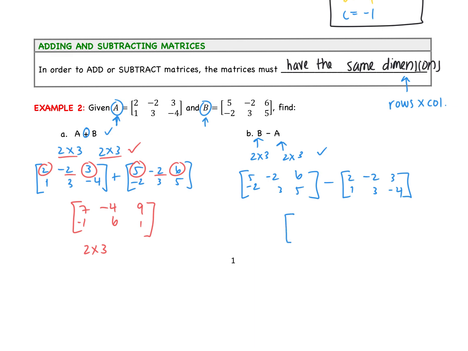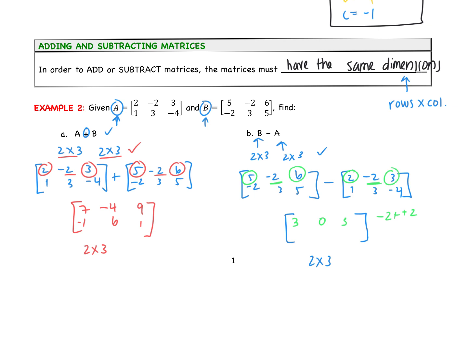Okay, our answer is still going to be 2 by 3 since that's what we started with. I would caution you to be very careful here since we are subtracting. So we're going to have 5 subtract 2, which gives us 3. We have -2 subtract -2, which gives us 0. 6 subtract 3 will give us 3.